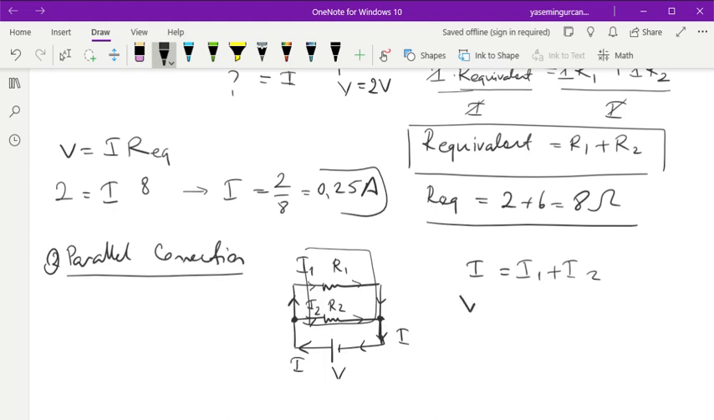So that is going to be total voltage divided by R equivalent, which is going to be equal to the addition of these two currents. One is V over R1, one is V over R2, so it's going to be V divided by R1 plus V divided by R2.